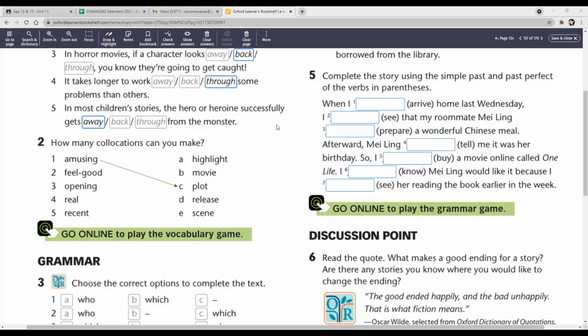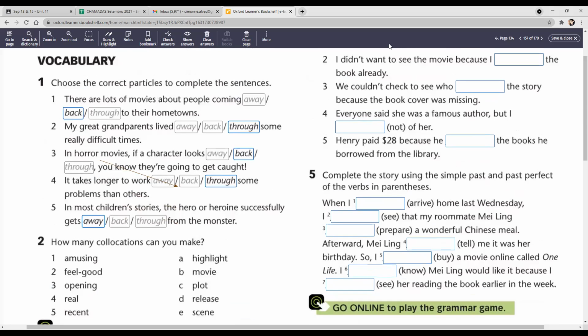Okay, can we correct, people? Let's say, what do you have for feel good? A feel good what? Movie. Yes, feel good movie. It's a kind of movie. Opening scene. Real? I'm going to let people say. Real? Release. No. Come on, guys, I'm waiting for you. Real? Highlight. Real highlight. And recent? Recent release. Okay, thank you, guys.